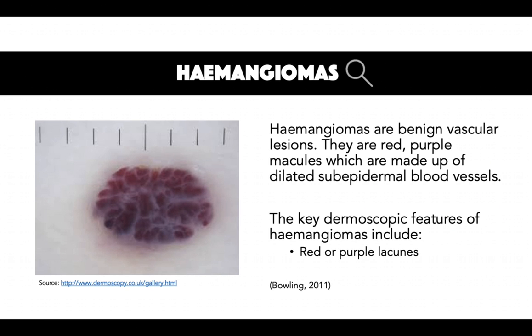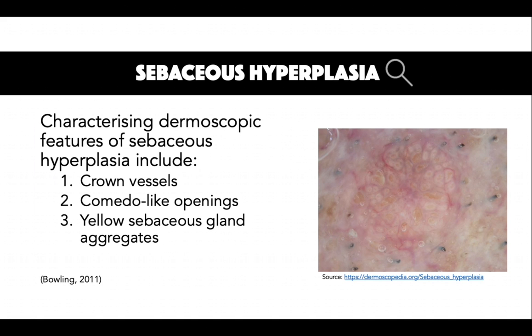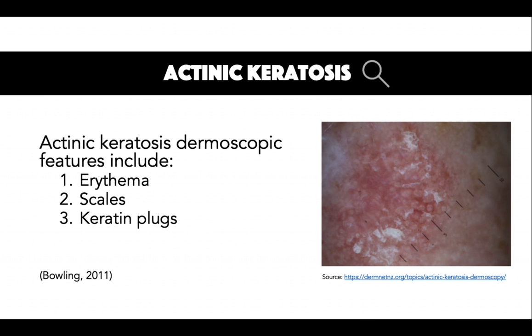Haemangiomas are benign vascular lesions. They are purple-red macules which are made up of dilated subepidermal blood vessels. The key dermoscopic features of haemangiomas are homogeneous red or purple lacunes. Sebaceous hyperplasia. Characterizing dermoscopic features of sebaceous hyperplasia include crown vessels, comedo-like openings, and yellow sebaceous gland aggregates. Actinic keratoses. The main dermoscopic features include erythema, scales, and keratin plugs.